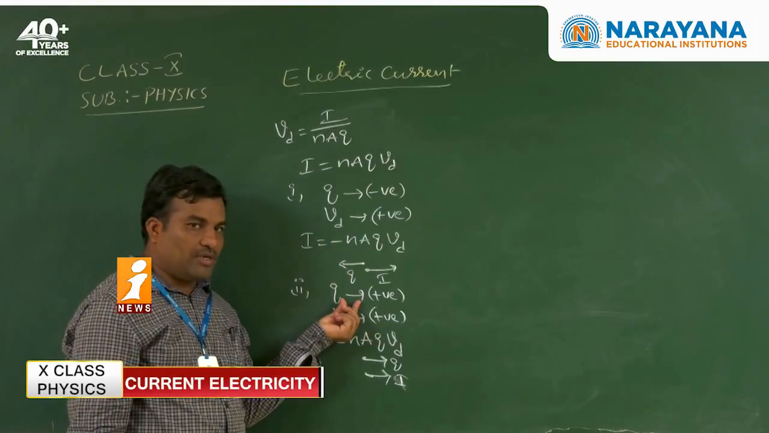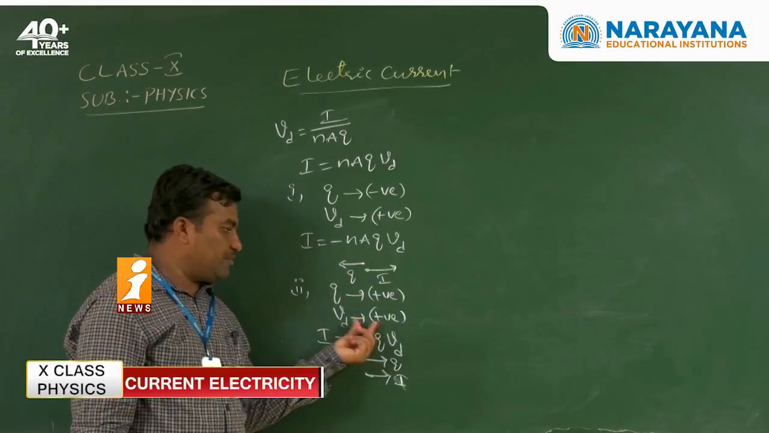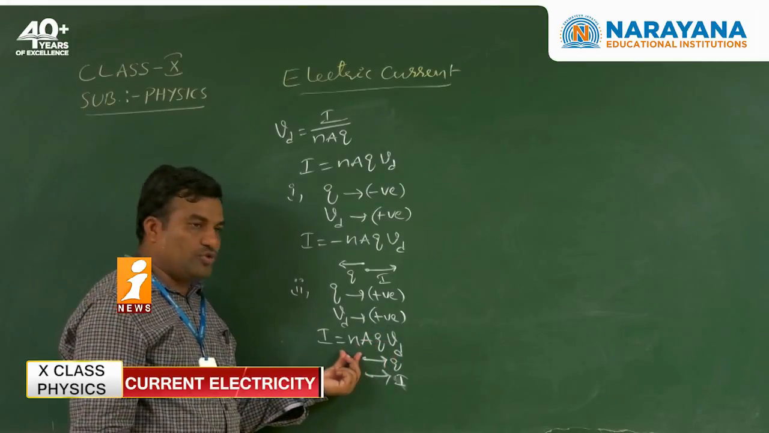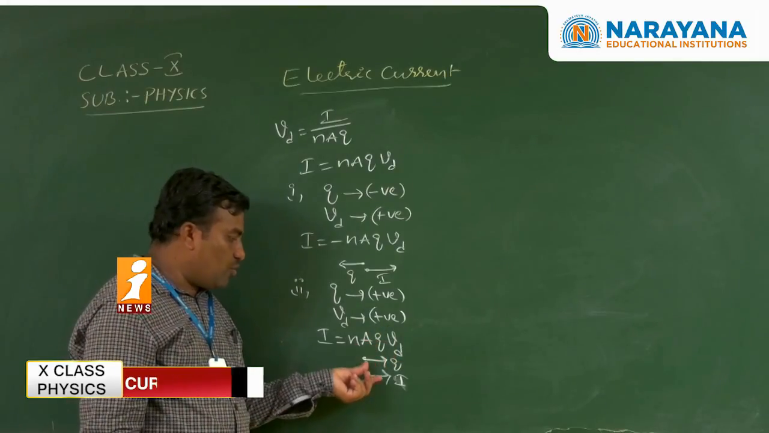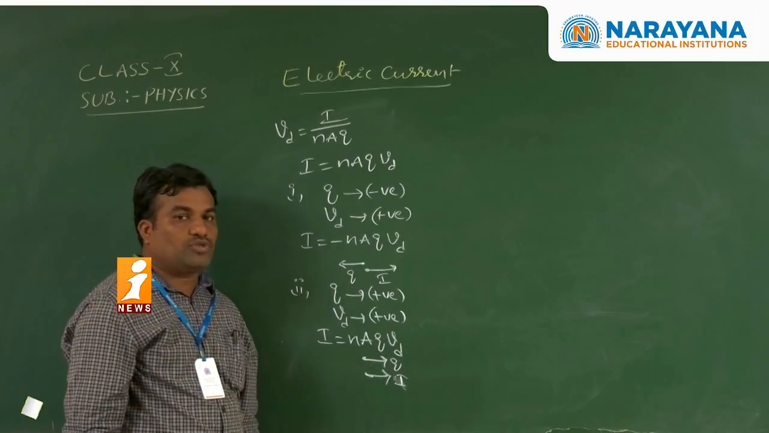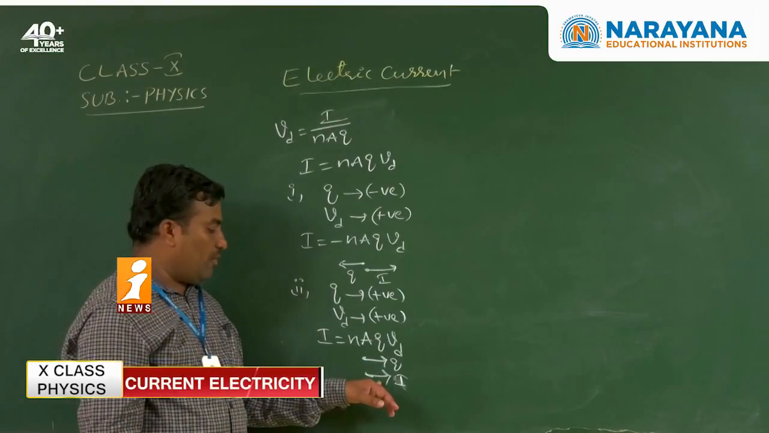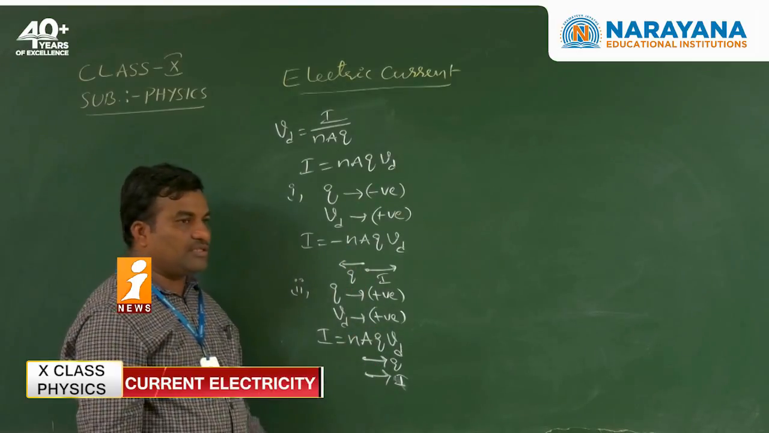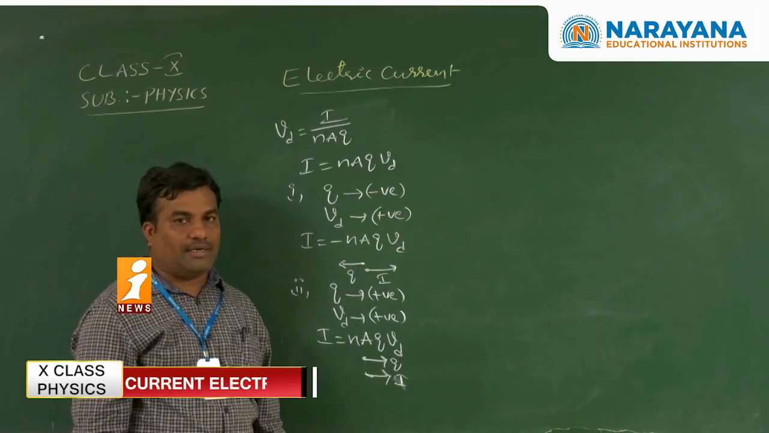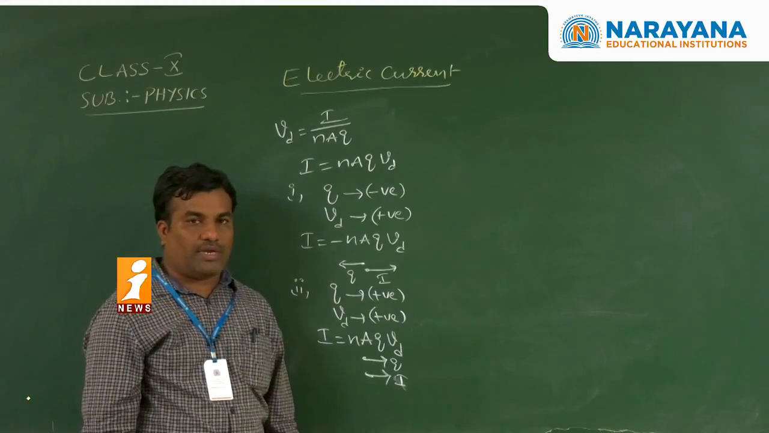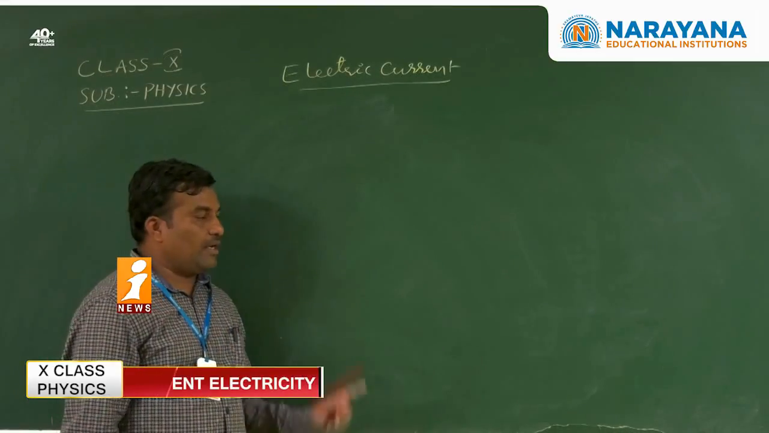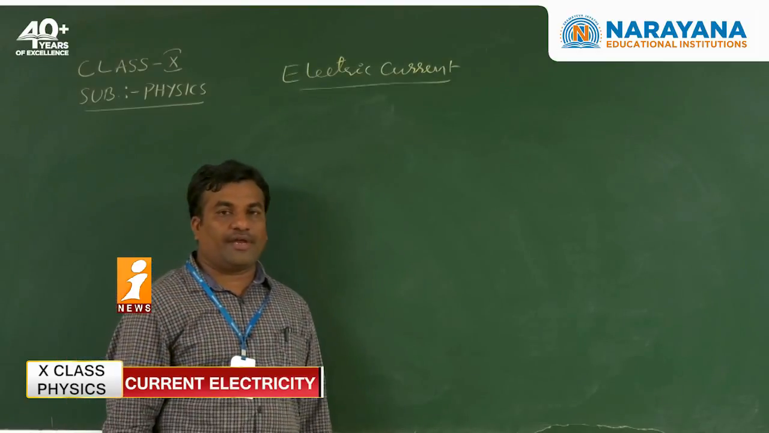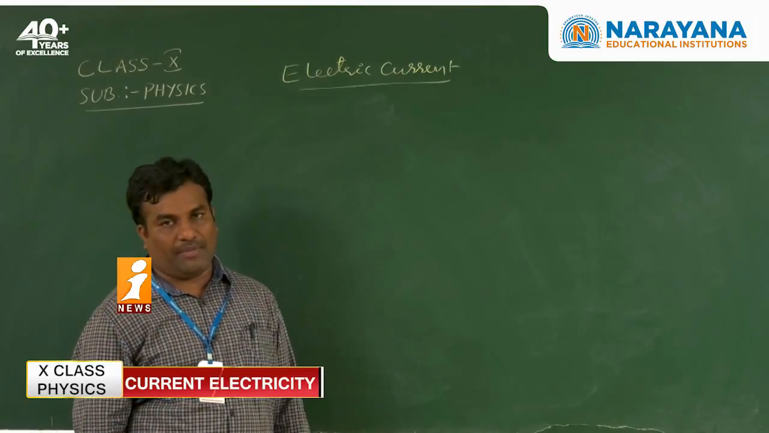In the second case, the charge is positive and the drift speed is positive, so we get the positive current. These two are in the same direction. The positive charge moves along the electric current direction. By these two methods we decide the electric current directions. Okay, clear. Next, electric current can usually be measured using an ammeter.